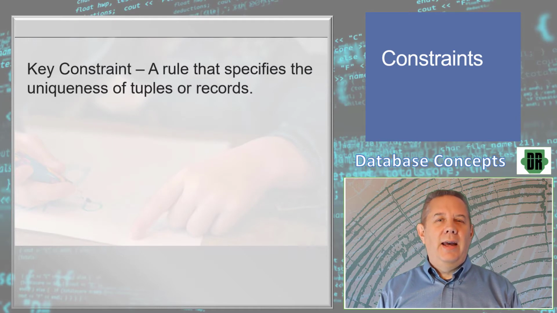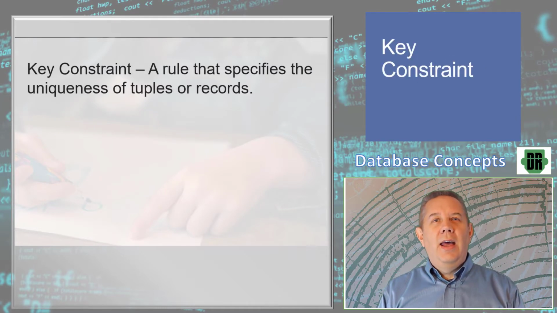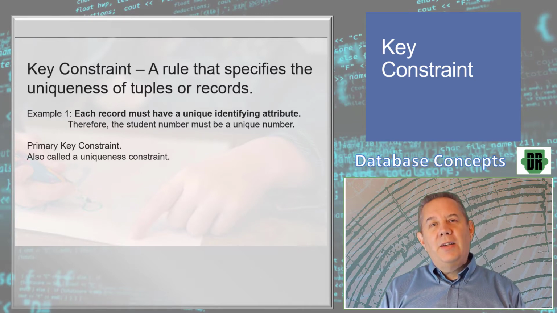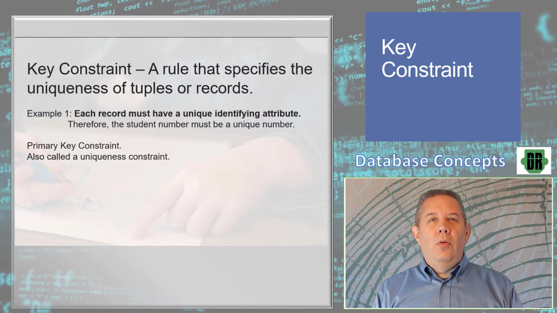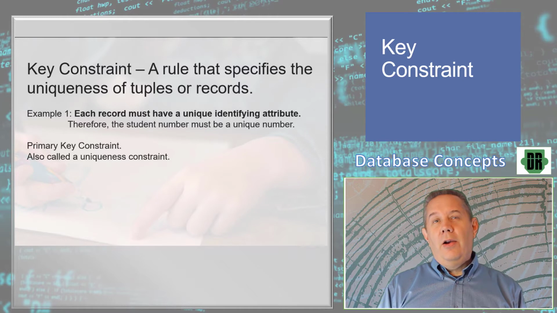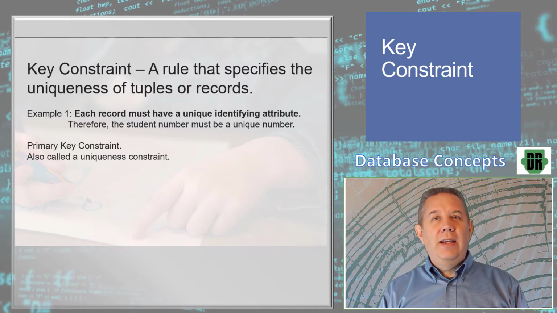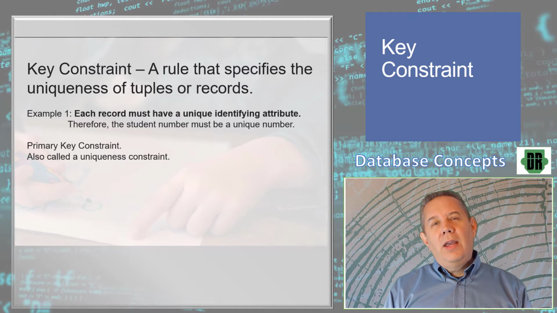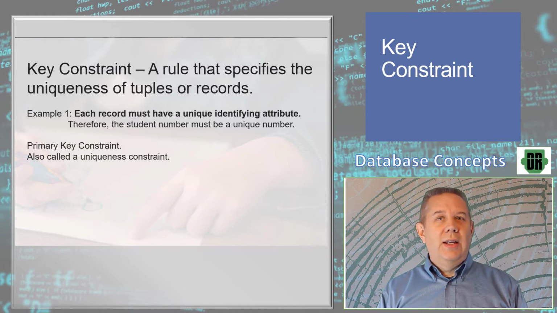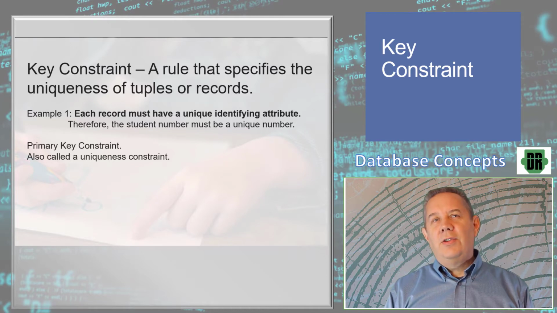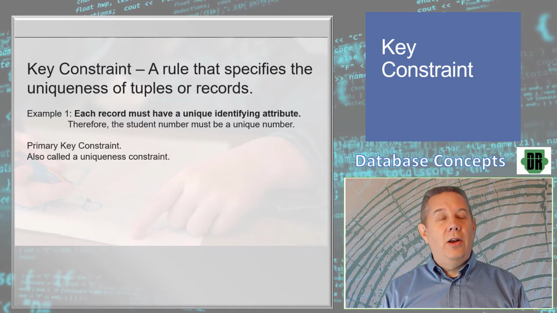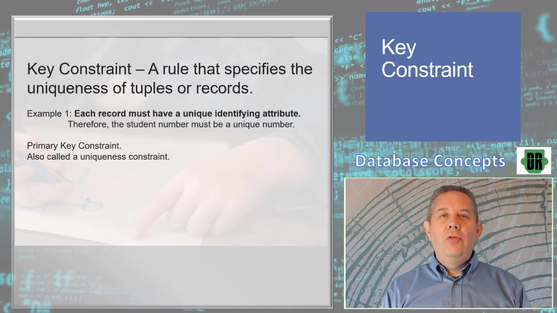Another type of constraint that we use is called a key constraint. A key constraint is a rule that specifies the uniqueness of a tuple or a record or a row. So for an example, each record in a regular table must have a unique identifying attribute. So we can assign a student number to a student, and when we put that into the table, we know that it's going to be unique. No two students will share a student number, and that satisfies that key constraint or uniqueness constraint for that particular record. We also call this a primary key constraint or a uniqueness constraint.